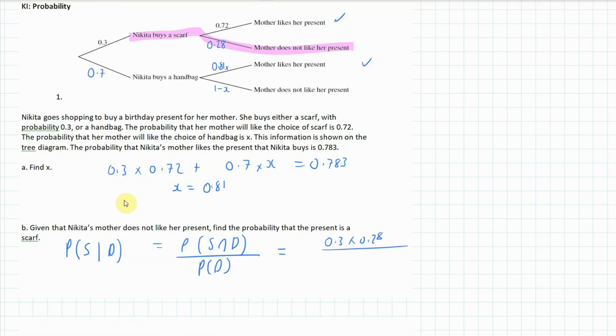Now the probability of not liking is this branch and this branch. So that would be 0.3 times 0.28 plus 0.7 times 0.19. I'm getting the 0.19 by taking away 0.81 from 1. Okay, so what does this give us? Typing it into the calculator, I'm getting 12 over 31. Alrighty.